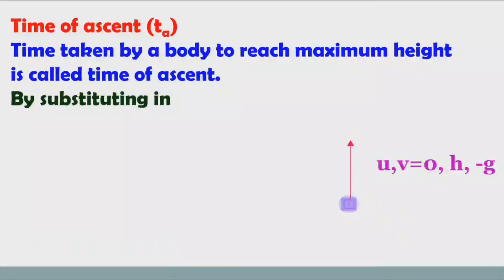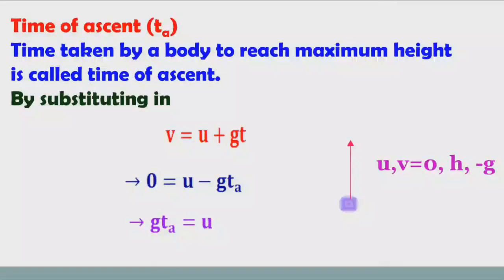By substituting these values in the equation v is equal to u plus at, v is 0, u is the initial velocity, g is negative and t is TA. In place of t we are writing TA, that represents time of ascent. So minus g TA will become plus when we move it to the left side. So g TA is equal to u.